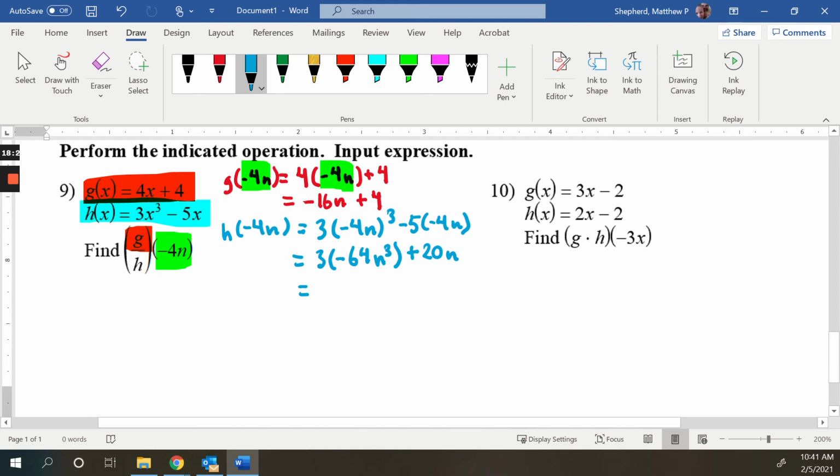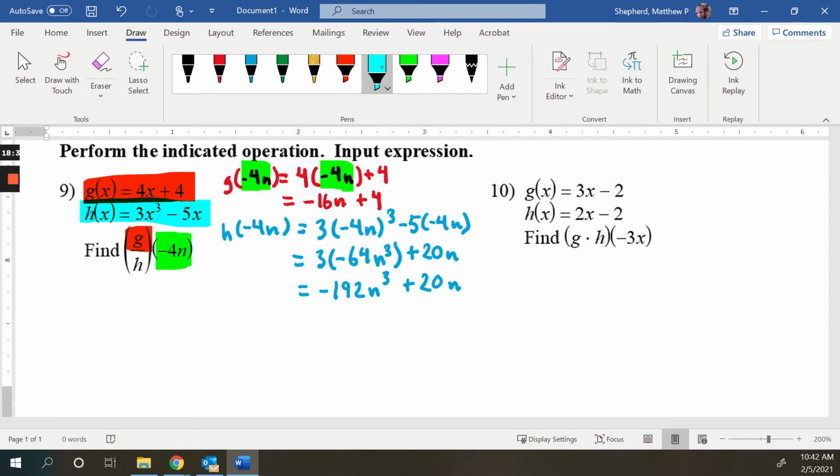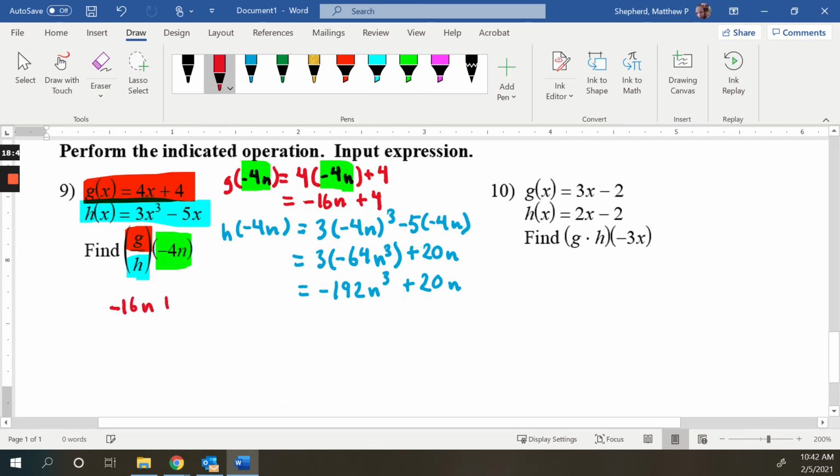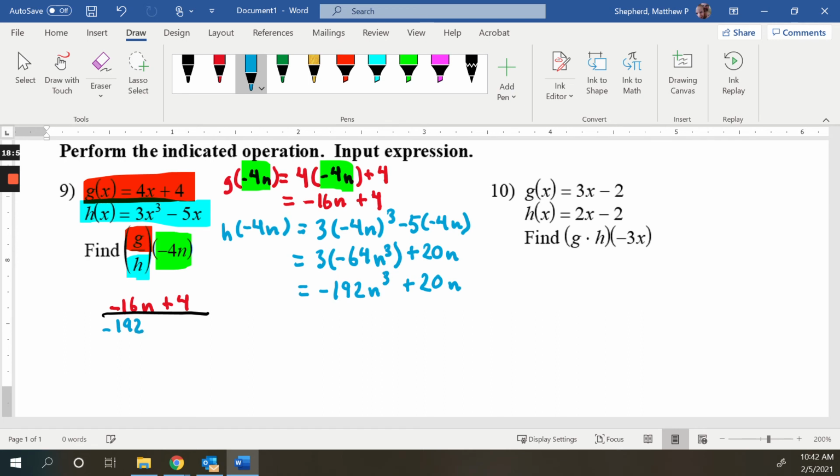And now I can perform that last bit of multiplication. 3 times negative 64 should be negative 192 n cubed plus 20n. All right, so let's go ahead and make our fraction. We need to do g of negative 4n over h of negative 4n. So g of negative 4n was negative 16n plus 4. H of negative 4n was negative 192n cubed plus 20n.